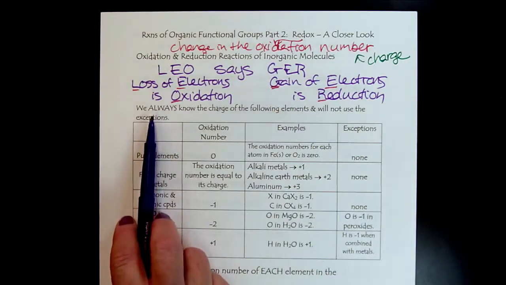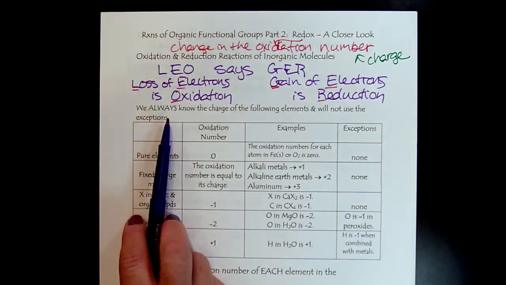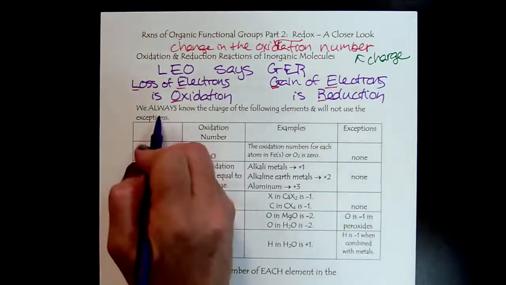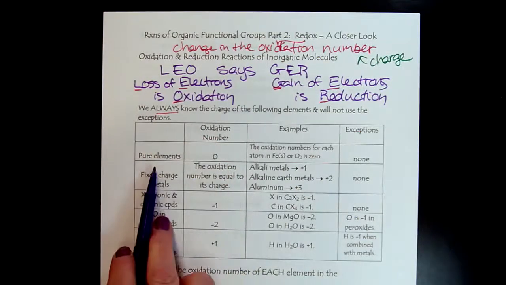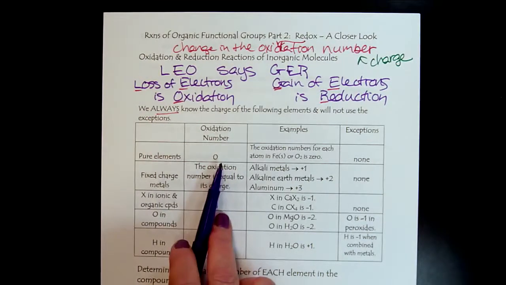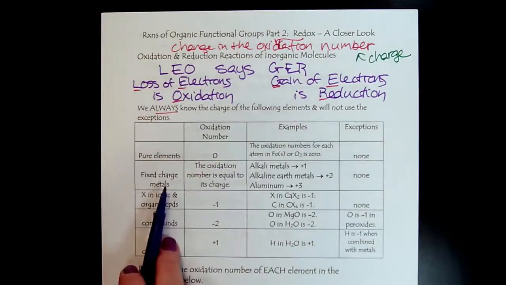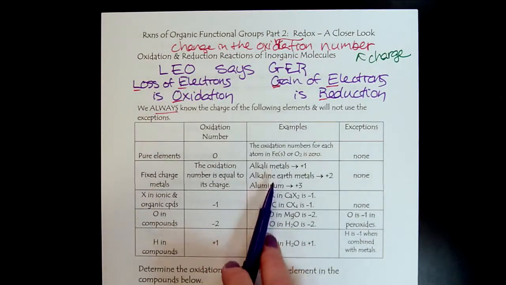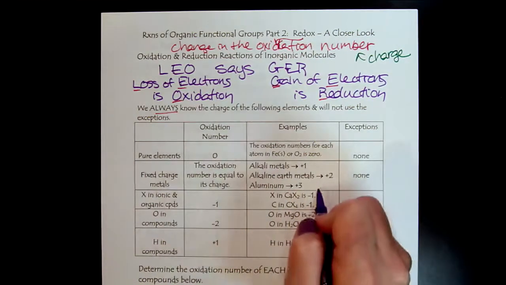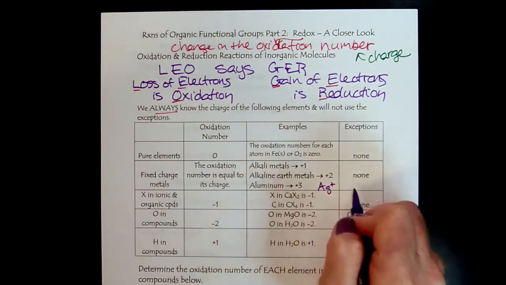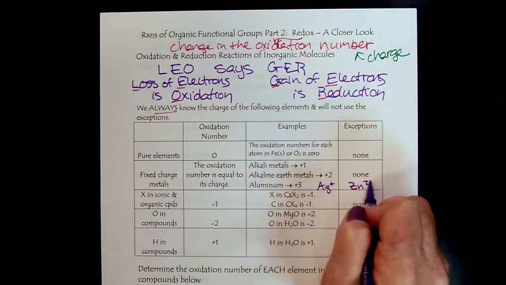Remember that there's always some elements that we're going to know what charge they take. These are our best friends. So pure elements are neutral. Fixed charge, we know our alkaline earth, and aluminum. Those we always know those charges. Another couple that we know: we always know silver is +1, and we always know zinc is +2.